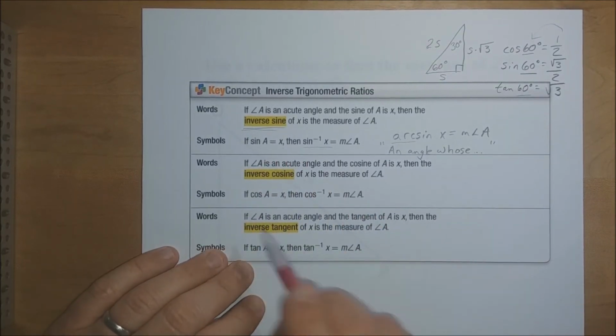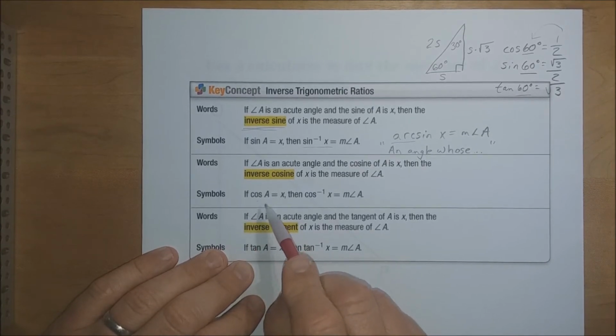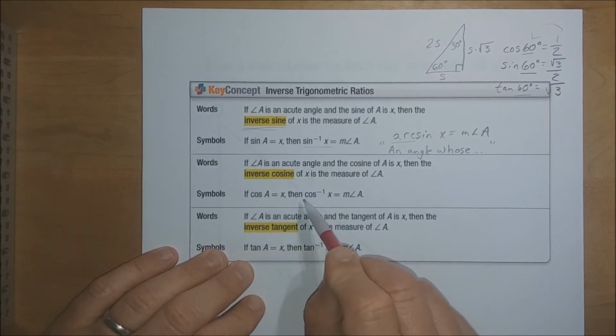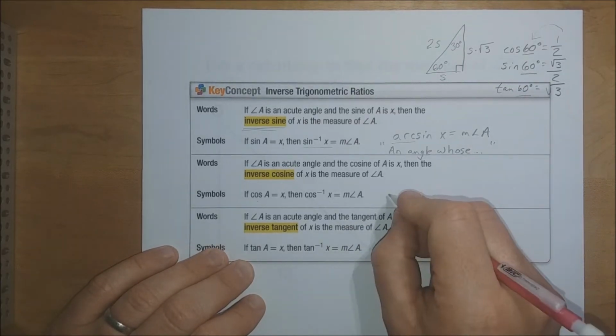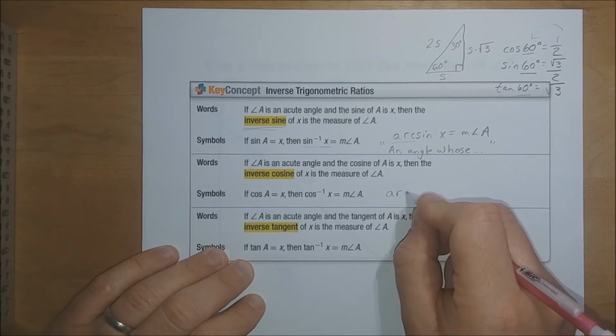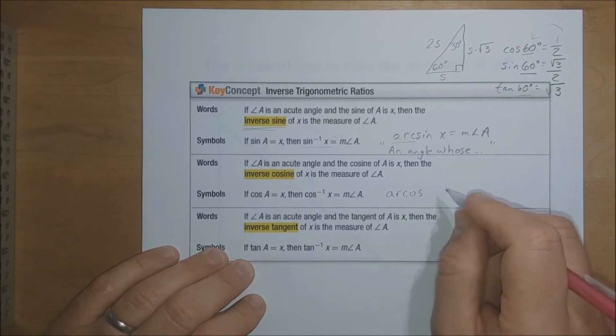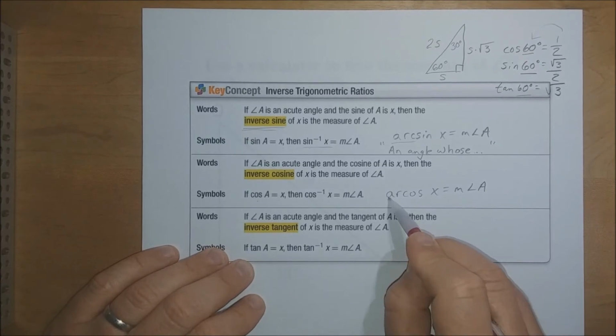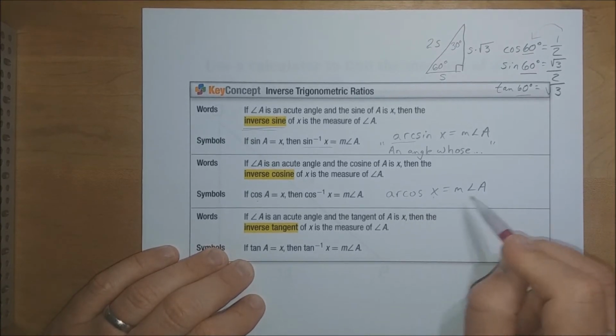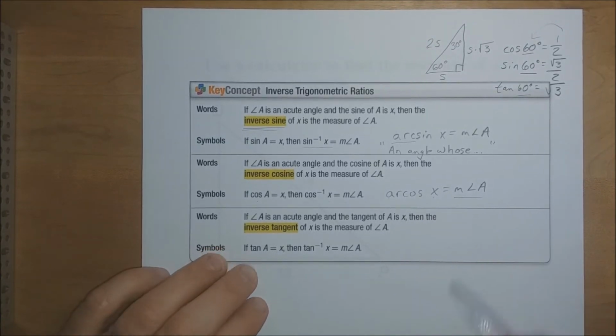Likewise for cosine, we would write it like this. If the cosine of angle A is x, then the inverse cosine of x is the measure of angle A. And in older text, you'll see that written as arc cosine. Arc cosine x equals the measure of angle A. An angle whose cosine is x, that's A.